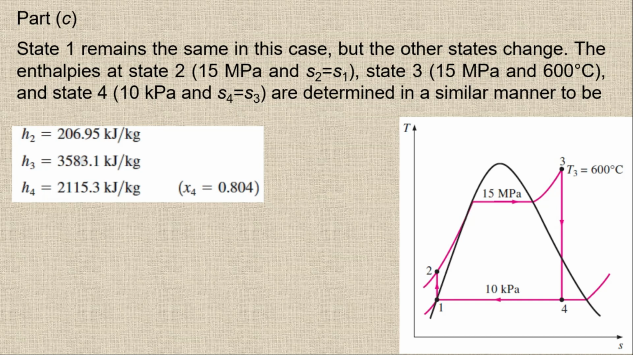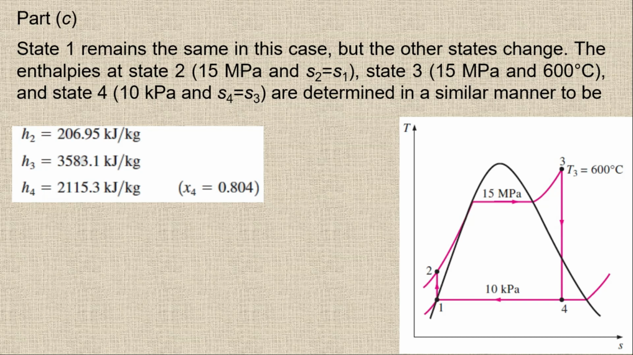Again, at state number 3, we have 15 megapascal and T3, which is 600 degrees Celsius. So from the superheated table, we can check the value of H3, and here we are getting the H3 value of 3583.1 kilojoule per kilogram. At the same time, we have to check the S3 value, because with the help of S3, we have to locate S4 or state number 4. At state number 4, we have the pressure of 10 kilopascal. First we will compare the S4 value with SF and SG. You will find that S4 lies between SF and SG. So it means at state number 4 we will get a vapor-liquid mixture.